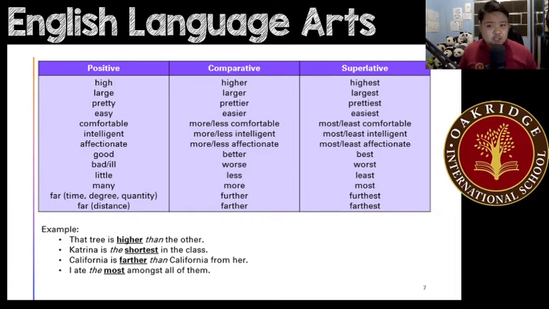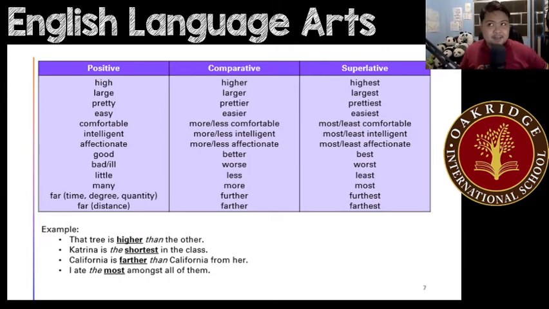Now, for some of them you would add ER for comparative and EST for superlative, such as high, higher, highest; large, larger, largest; pretty, prettier, prettiest; easy, easier, easiest. But sometimes, especially when the word has more than one syllable, you would have to use the words more or less for comparative and then most or least for superlative, such as, for example, comfortable.